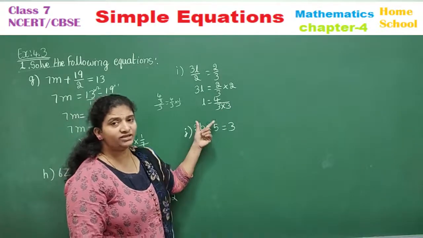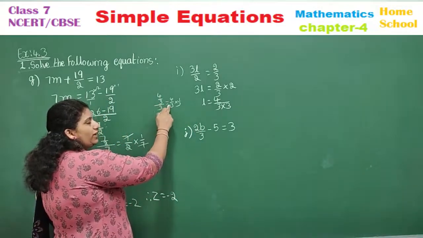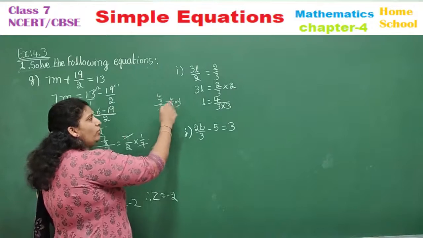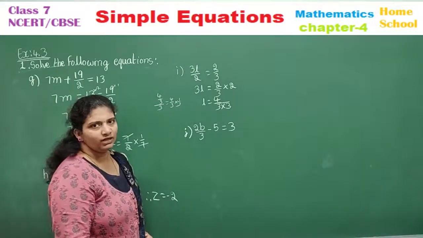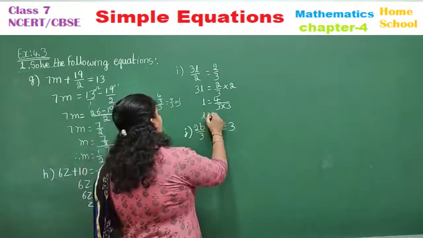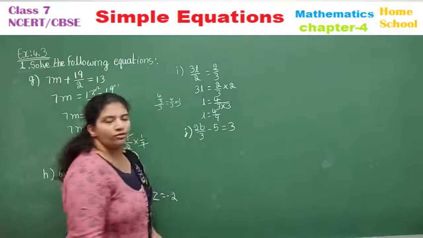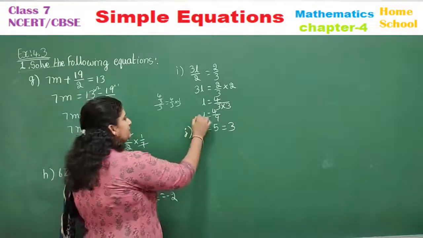How did we get here, children? Observe here, 4 by 3 by 3. That you can rewrite as 4 by 3 into 1 by 3. Okay, or directly you can multiply. L is equal to 4 by 3 3s are 9. 4 by 9 is your answer.